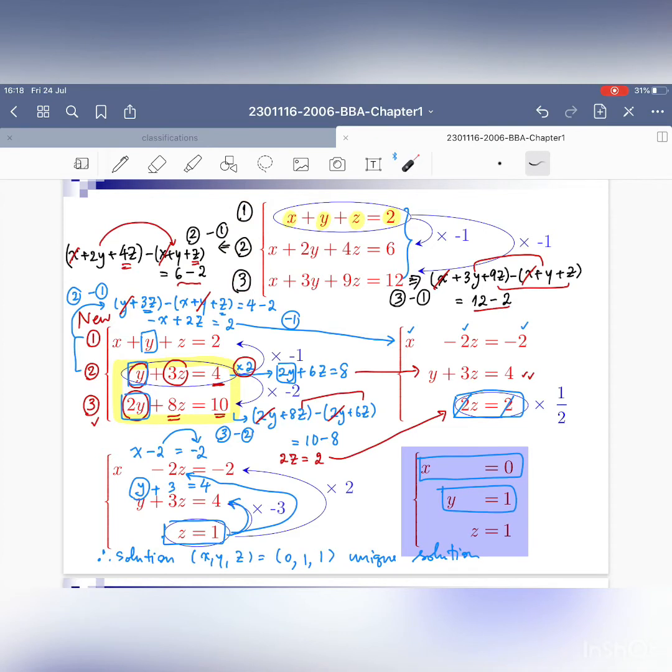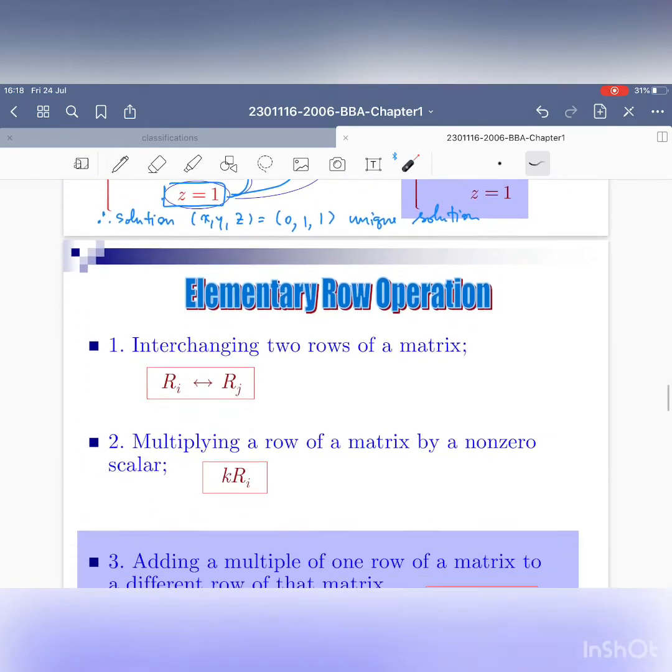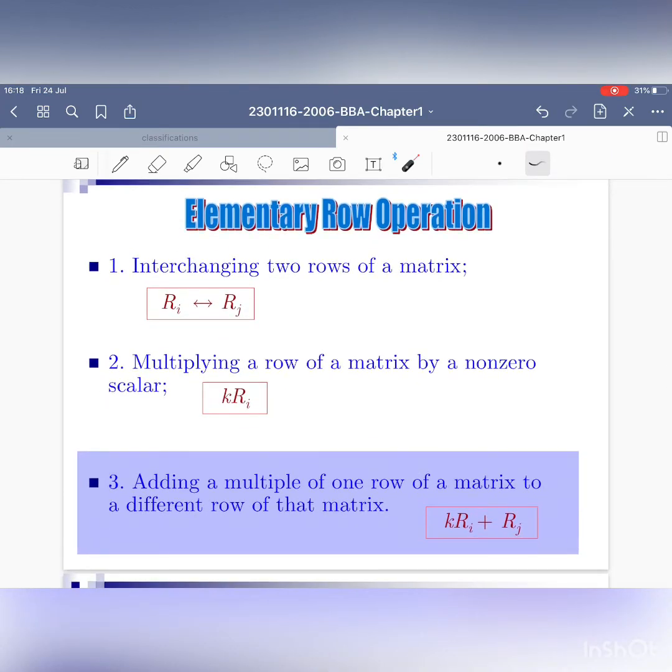Okay, and if the numbers involved are not that easy like this, if it involves several fractions and all that kind of thing, then we are going to introduce some kind of operation that we usually use to help you solve the system of equations systematically, so that it has a step by step procedure.